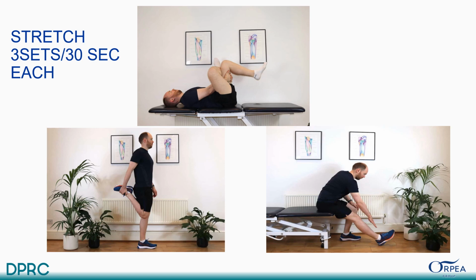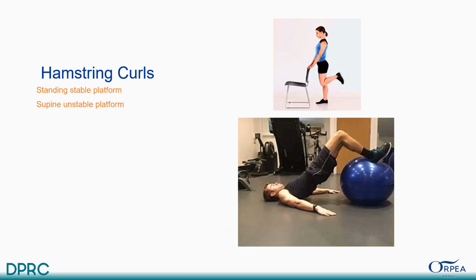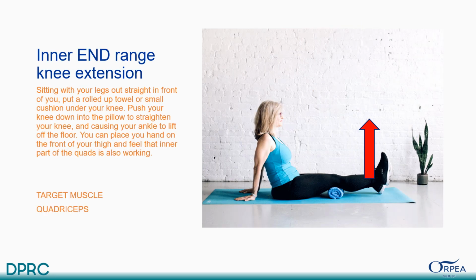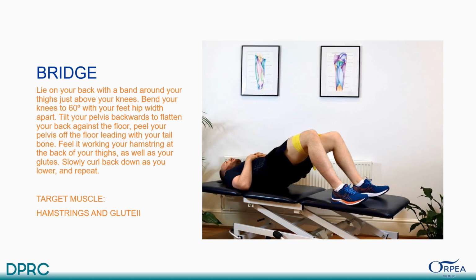You can do stretches, 3 sets of 30 seconds each, for the quadriceps, the hamstrings and the gastrosoleus as shown in the picture below. The next is hamstring curls, which can be done in standing or in supine, on a level platform, progressing to an unstable platform for added strengthening. The inner range knee extension: keep a towel below your knee and slowly raise your foot up from the floor to a straight line. The target muscle is the quadriceps.